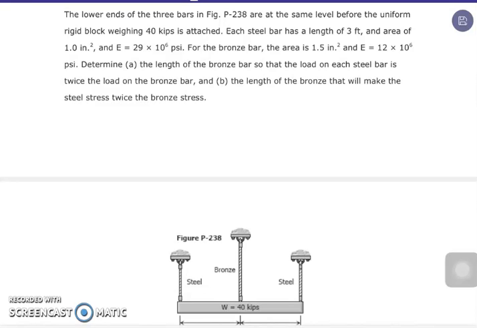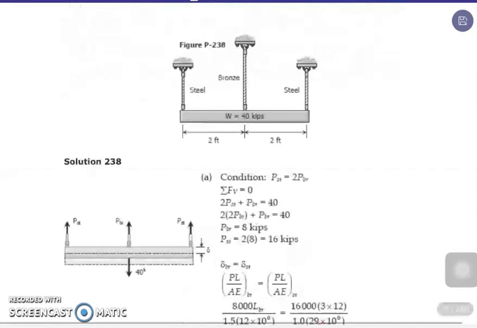For the bronze bar, the area is 1.5 inches squared and E is 12 times 10 to the 6 psi. Determine letter A, the length of the bronze bar so that the load on each steel bar is twice the load on the bronze bar. And letter B, the length of the bronze that will make the steel stress twice the bronze stress. So we have here our figure.